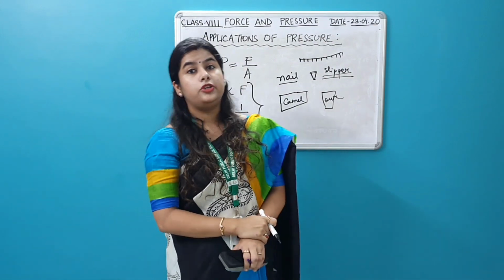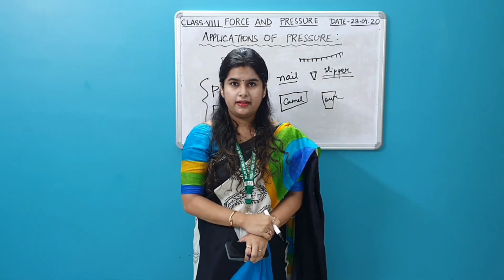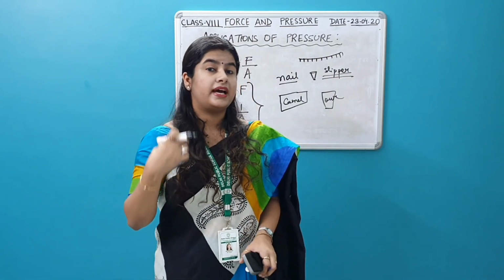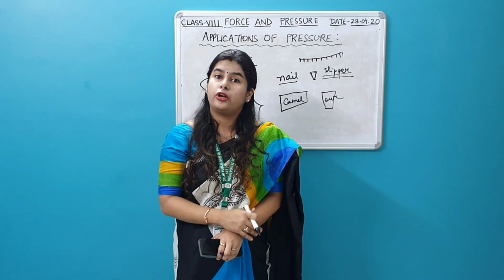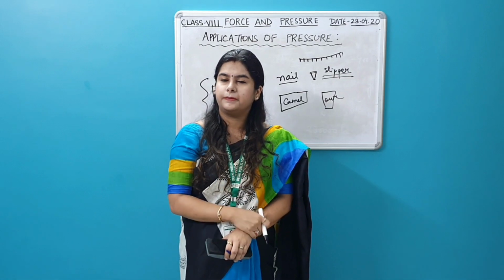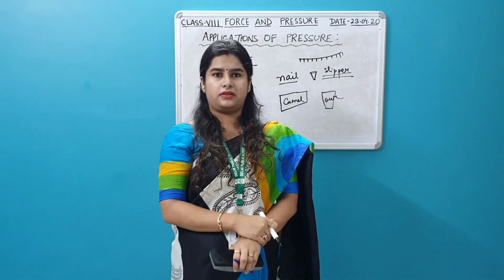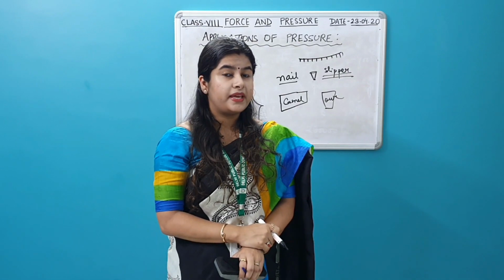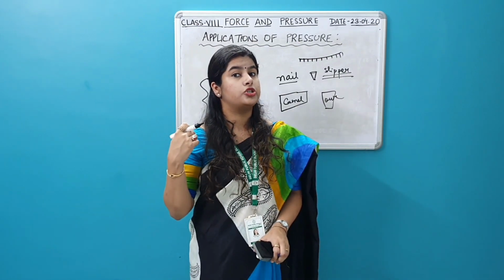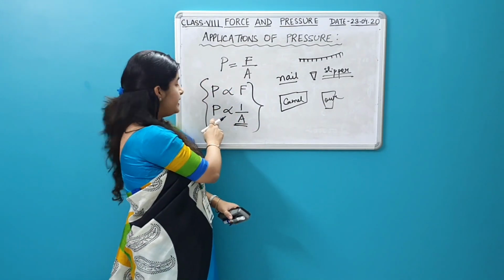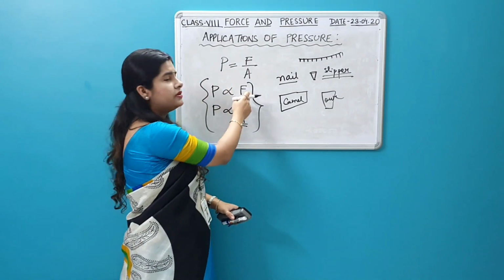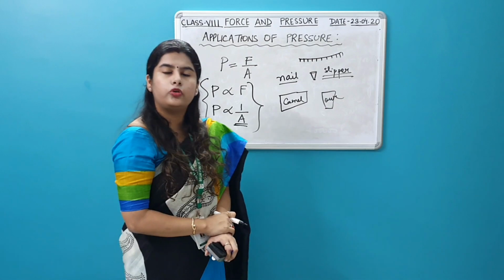Another example: your school bags that you carry. You must have seen the straps are quite broad. So why are the straps broader? Why not thin straps? Broader straps means the area of contact with your shoulder is more. The more the area of contact, the lesser is the pressure, and the lesser is the effect of force.